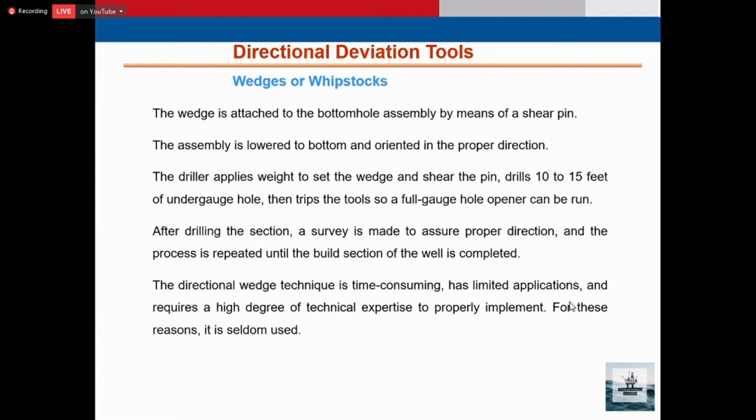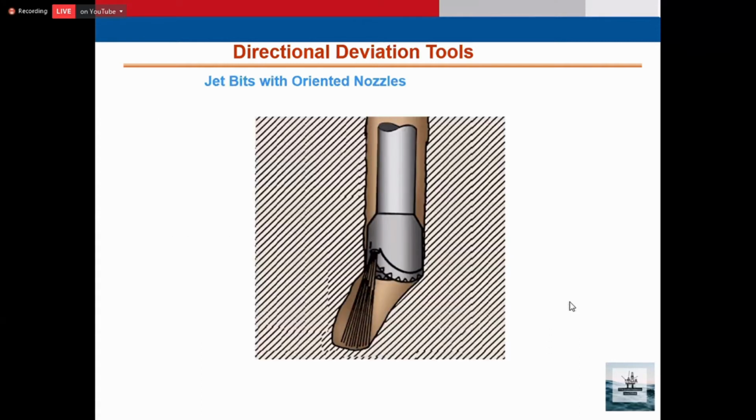The directional wedge technique is time consuming, it is the oldest technique, and has limited application and requires many operations to start the kick-off point. So it is seldom used, or not used anymore, but it can be used for specific applications. If we want to drill inside the casing, we use a casing whipstock to drill inside the casing as a casing window. Then we start to drill with other techniques or other tools.